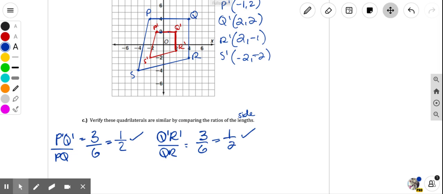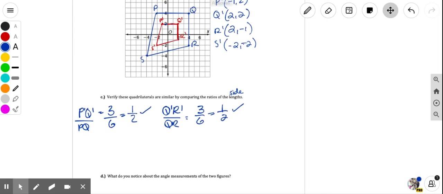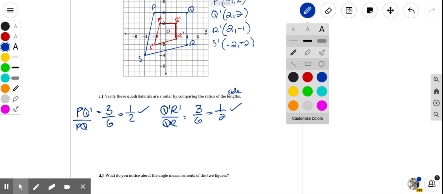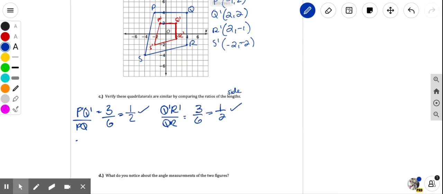Now the other 4, unfortunately, we cannot just count because they're diagonal lines. So you can either do the Pythagorean theorem, like turn this into a right triangle, or you could do the distance formula. I'm going to do the distance formula, but either way would work. So if I'm going to do S prime R prime and SR, I have to do the distance formula first. I'm going to do it off to the side, like over here.